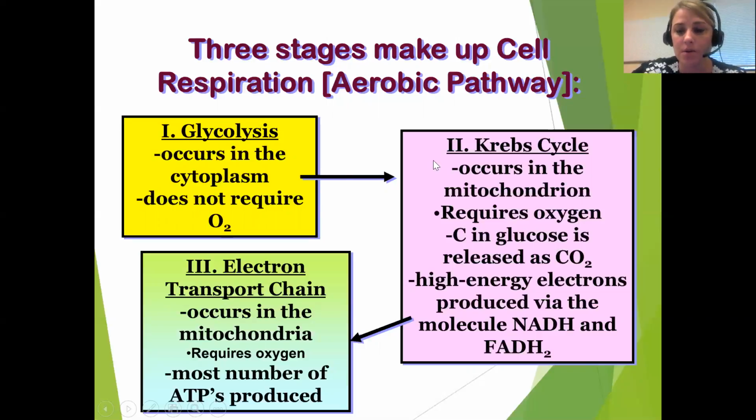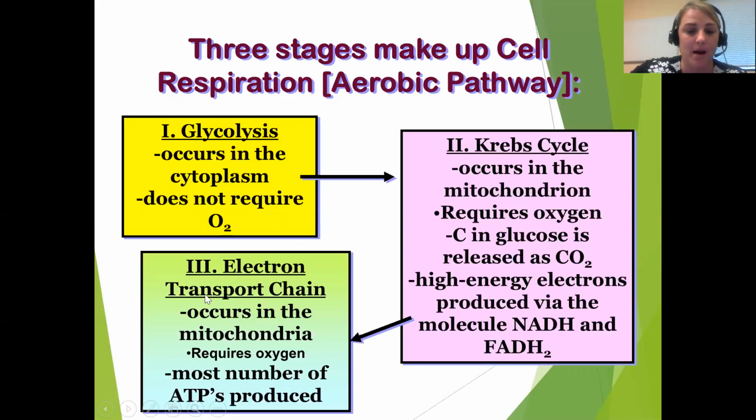We then enter into the Krebs cycle. It's going to occur in the mitochondria in the presence of oxygen. And since it occurs in the mitochondria, we know that only eukaryotic cells are able to carry out the Krebs cycle. The carbon that was in glucose is released as CO2, so that's a byproduct, a waste product that leaves the cell. High energy electrons are produced, and that energy is then going to be stored in NADH and FADH2, okay? So we talked about those as being energy stores, kind of those buses that are going to transfer the energy to the next part of the pathway.